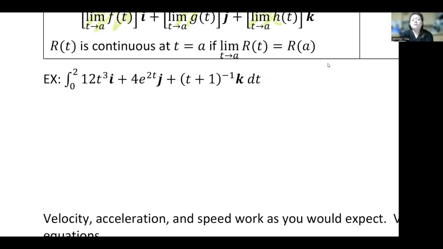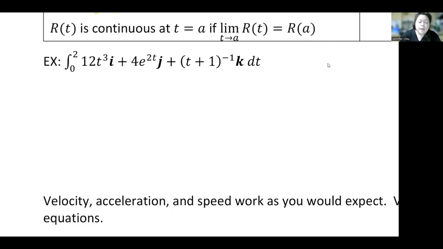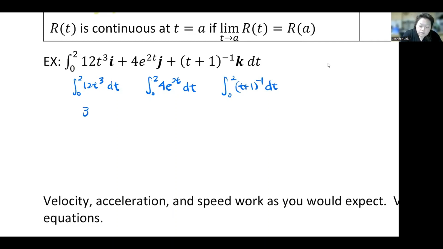It says to evaluate this integral from 0 to 2 of this vector function here. What I would suggest is to take each component and solve the integral separately, right? So you have the integral from 0 to 2 for e to the 2t dt, and an integral from 0 to 2 of t plus 1 to the negative 1 dt. When you take the antiderivative, the first one should give you 3t to the fourth, evaluated from 0 to 2. Plug in the 0, plug in the 2, you should get 48 minus 0, which is 48.